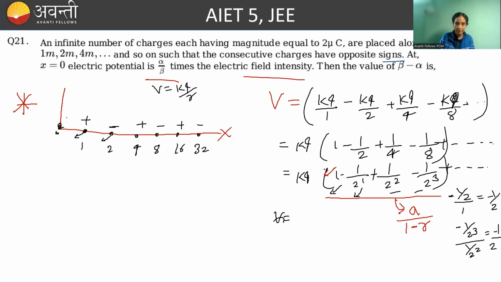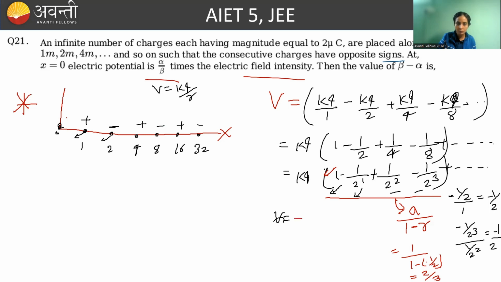So here the value of a is 1. The value of r is how much? Minus 1 by 2. So this is minus 1 by 2. So 1 by 1 plus 1 by 2, and that will be equal to 1 plus 1 by 2, so that is equal to 2 by 3. So it will add up to 2 by 3.